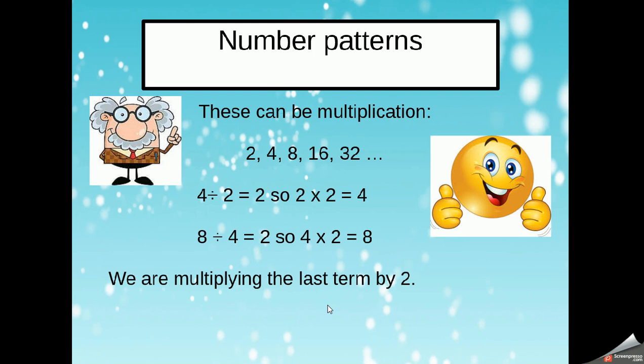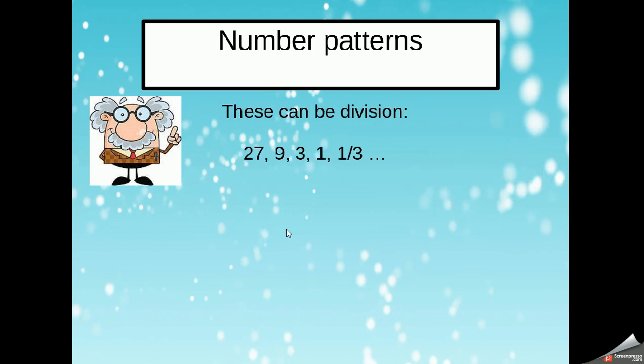So you're multiplying the last term by 2. We can also have division. So in this case, 27, 9, 3, and 1/3.